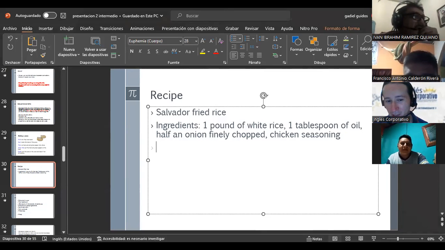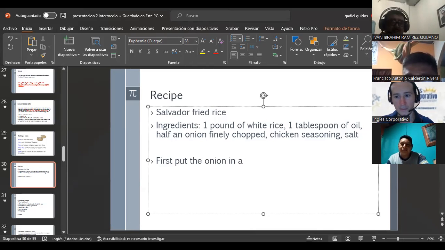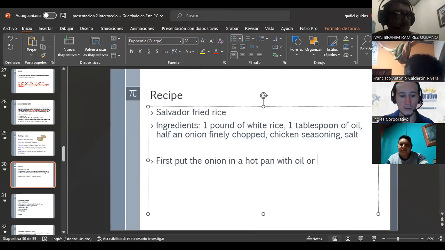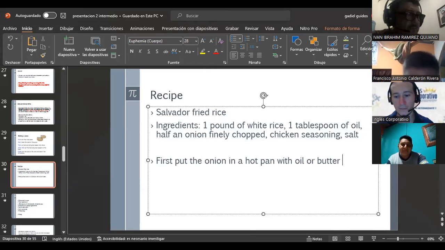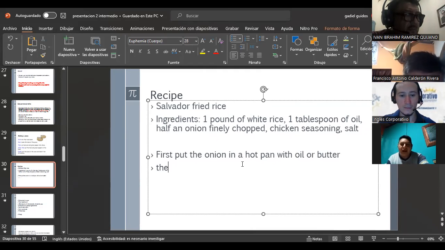Thank you. And then salt. Salt. Preparation. First, put the onion in a saucepan with hot oil or butter. With oil or butter, okay? Then wait a minute and add the rice.